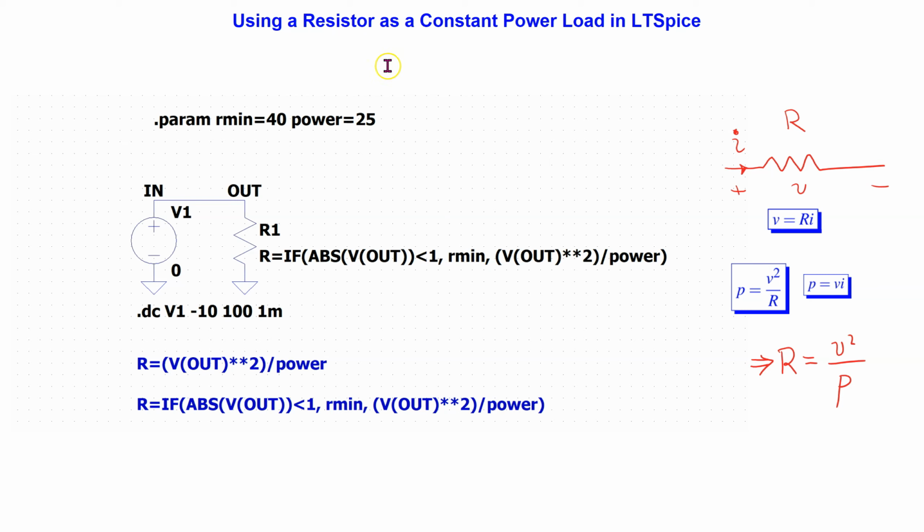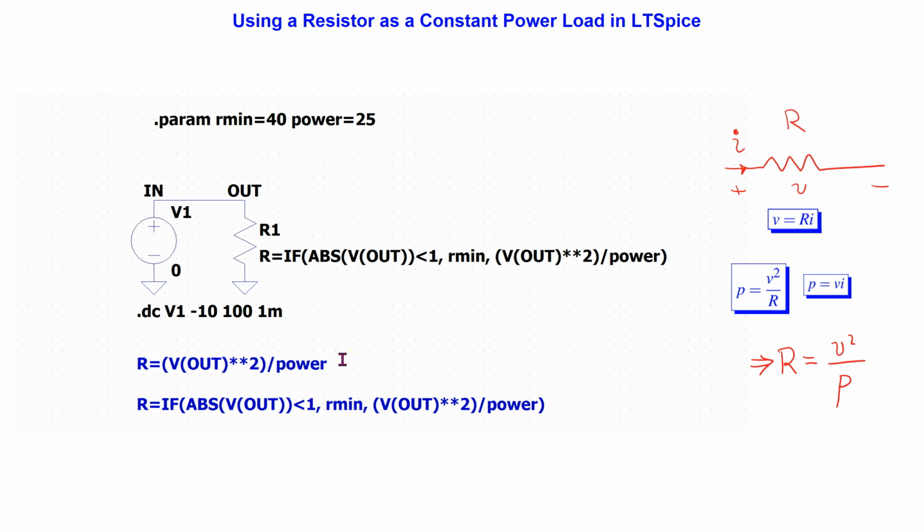The first method is to use a nonlinear resistor as a constant power load. The theory behind this is straightforward. Recall that for a resistor, voltage is given as the product of the resistance and the current, and the power dissipated in a resistor is given as V squared over R. Thus, if we set the value of the resistor equal to V squared over power, we can simulate a constant power load. This is shown here, where V out represents the voltage across the resistor.